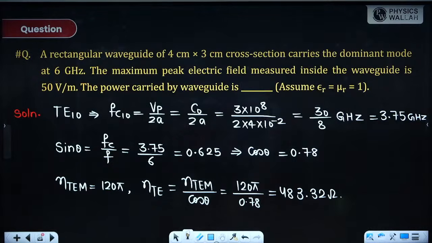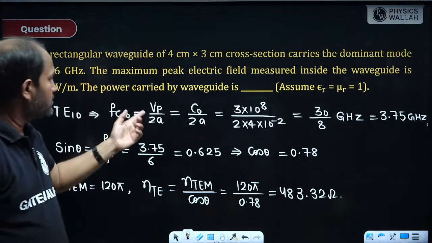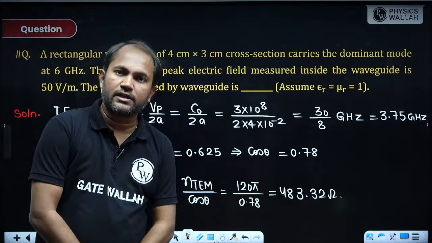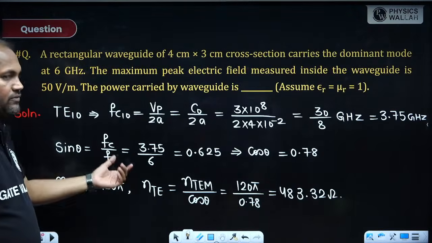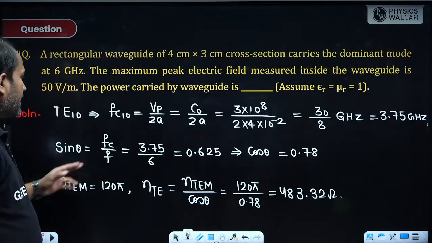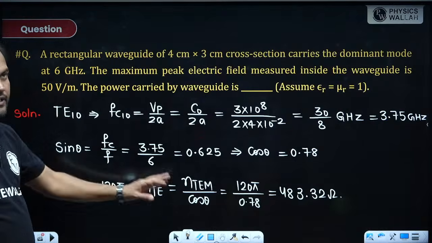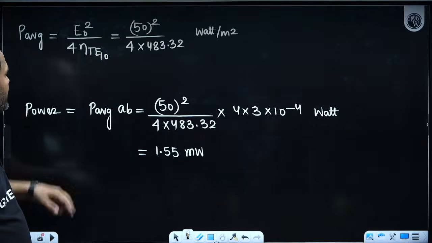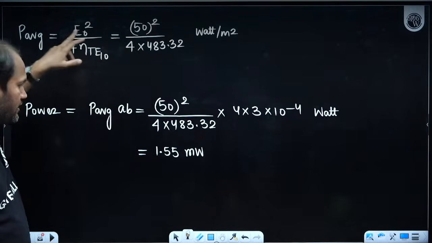So process is important. First of all, you have to find out the dominant mode. Then you have to find out the cutoff frequency. Then you have to find out sin theta, after that cos theta, eta TE mode. So eta TE you will calculate, so P average you can calculate. This formula is important.